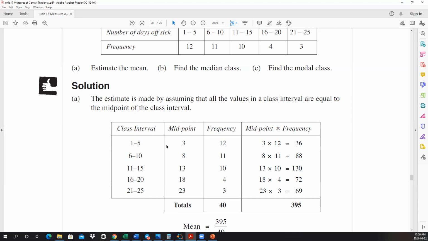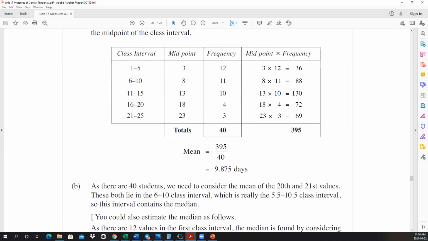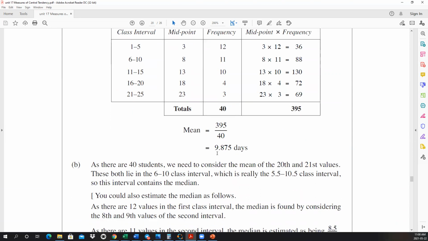All right, so it's at the midpoint: 3 being the midpoint, 8 being the midpoint. What else? You just go through midpoint, frequency. We get the frequency values from the top. Midpoint times frequency, 3 times 12, and so on and so forth. You divide, and you get the number of days.